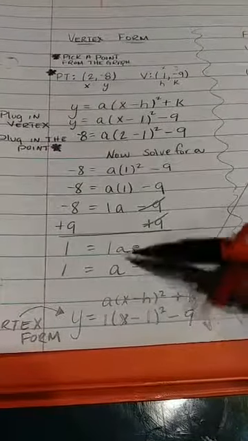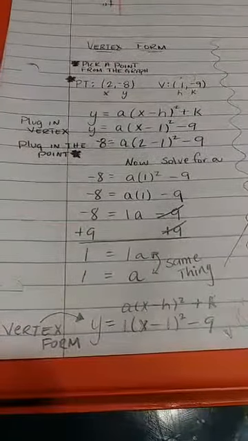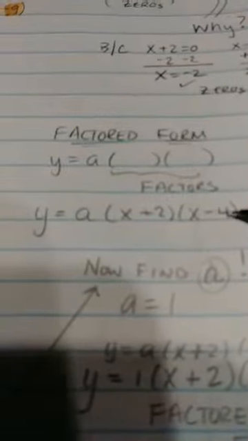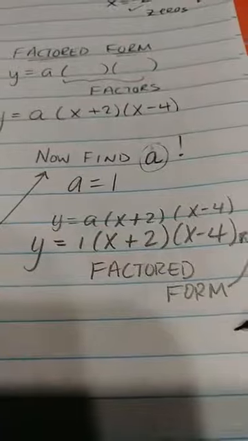Okay, so now that we know that a is 1, let's go ahead and take that a value and put it in front of the parentheses that hold the factors. Look, there are the factors. And what did I do? Put in the value of a. Ta-da! Isn't that beautiful? So now we have the factored form and the vertex form.